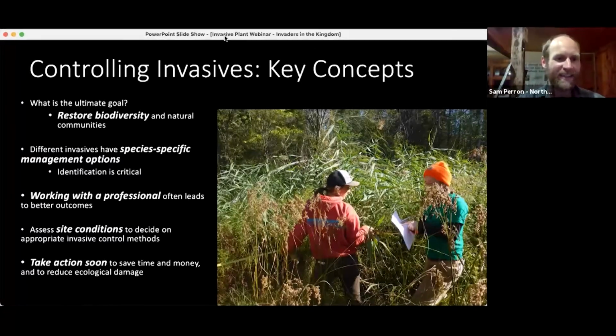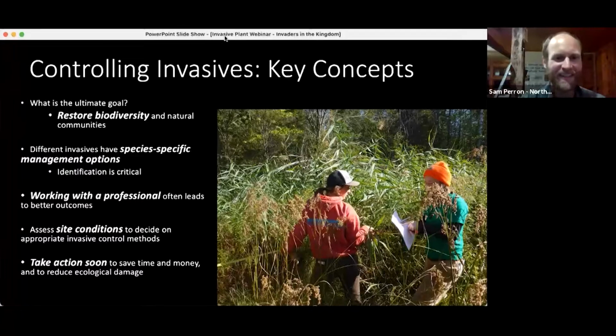Another key concept in your invasive control, you've got to take a close look at site conditions. So that's the specific site that you're working on, the place that the invasive plants are growing. And that's going to help you decide what methods are going to be effective for controlling them, and also what methods are going to be appropriate. You might have site limitations, things like wetlands, things like wellheads. We'll talk about those in the next few slides, but site conditions are important to understand.